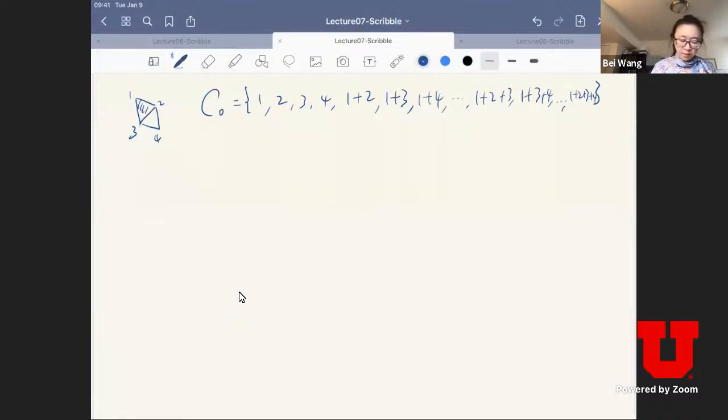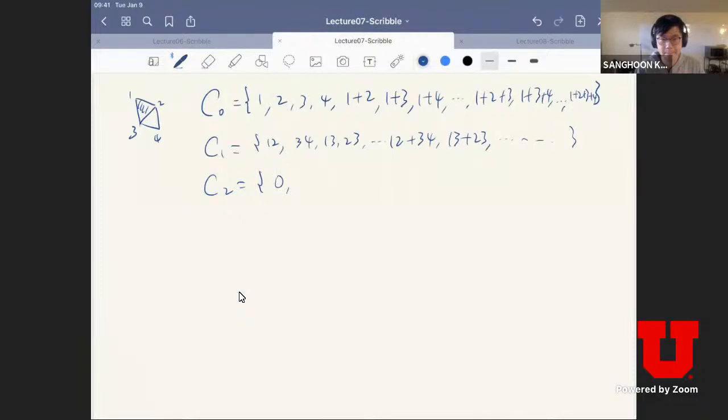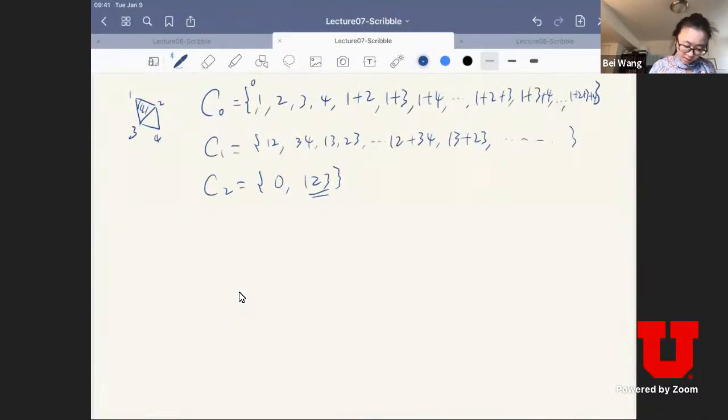Okay. Same thing with C1: a single edge is part of the 1-chain group. 2 edges added together are part of the 1-chain group, 3 of them added together, 4 of them, and 5 of them. That's all part of the 1-chain group. And then of course, it has to have a 0 element, so let me put the 0 element in there just to be sure, because you always have an empty chain.